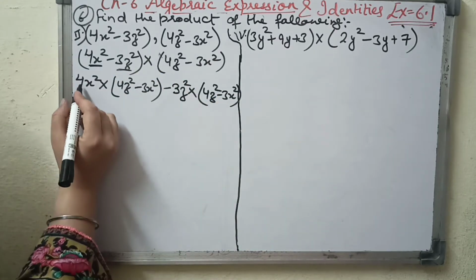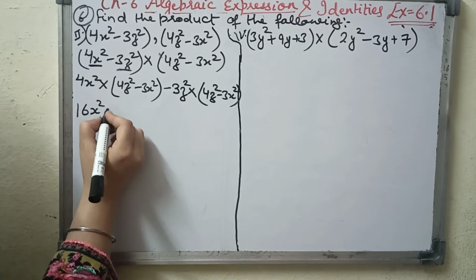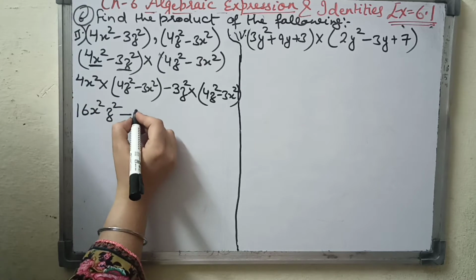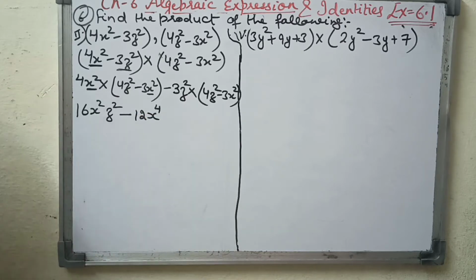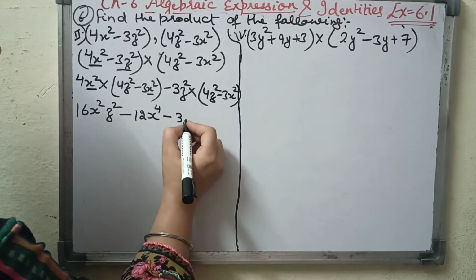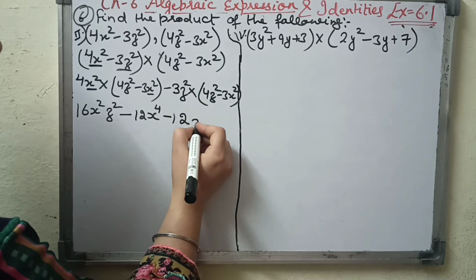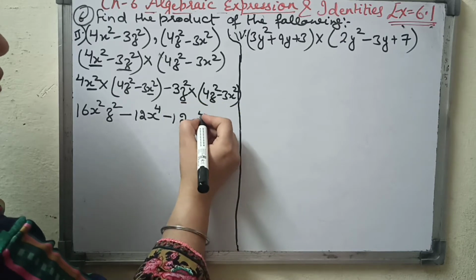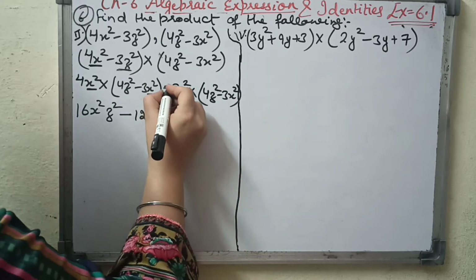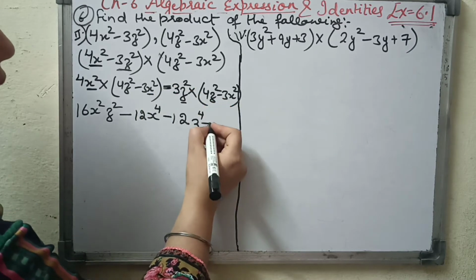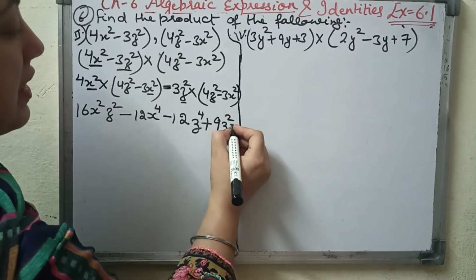Now do the multiplication. Constant multiplied with constant: 4 4s are 16, x²z². Minus 4 3s are 12, x² multiplied with x², the power becomes 4. Now −3z² multiplied with 4z²: 3 4s are 12, z² multiplied with z², 2 plus 2 is 4, so z⁴. Now −3z² multiplied with −3x²: minus minus is plus, 3 3s are 9, and it is z²x².